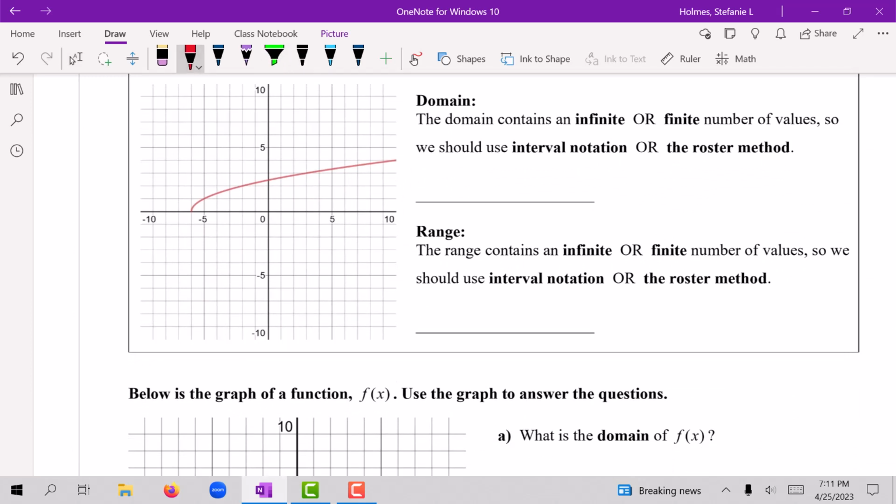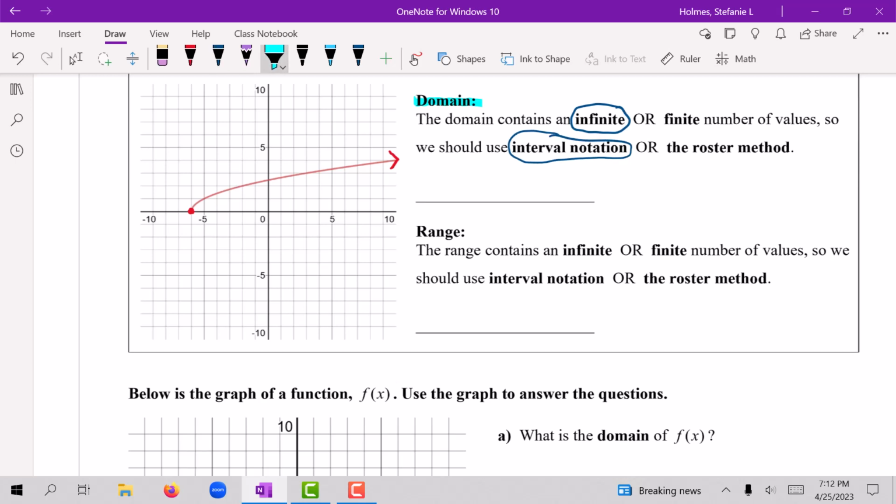On this one, we should have an arrow right here. For our domain, is it finite or infinite? Also, we should have a point right there. Okay, this one, hopefully you said is infinite because it's not just a bunch of random points. So we should use interval notation for our domain.